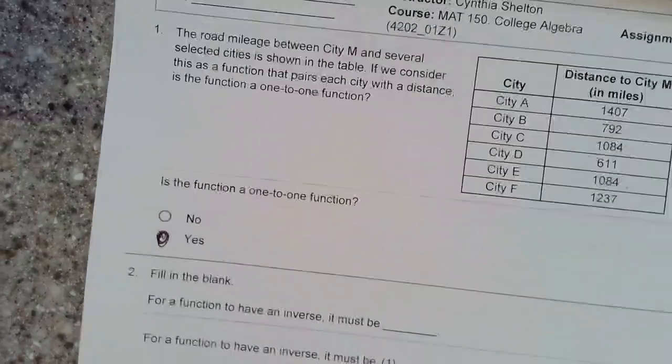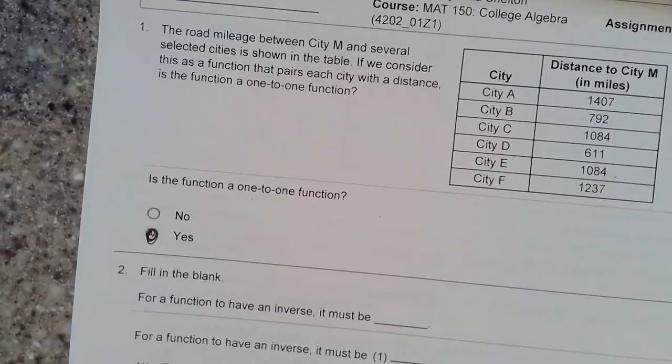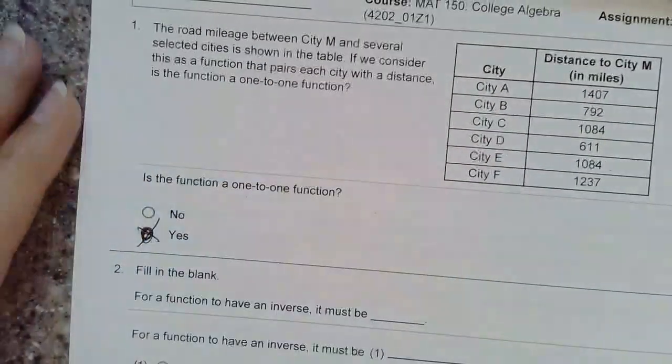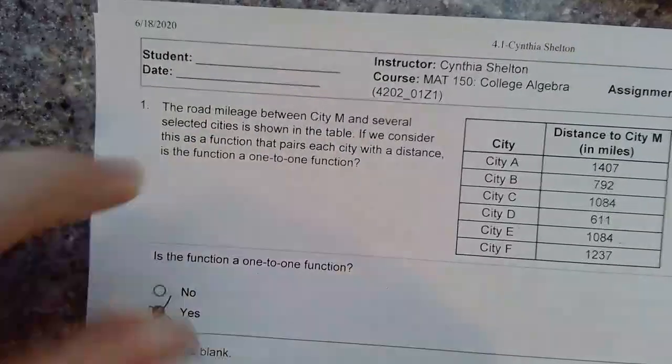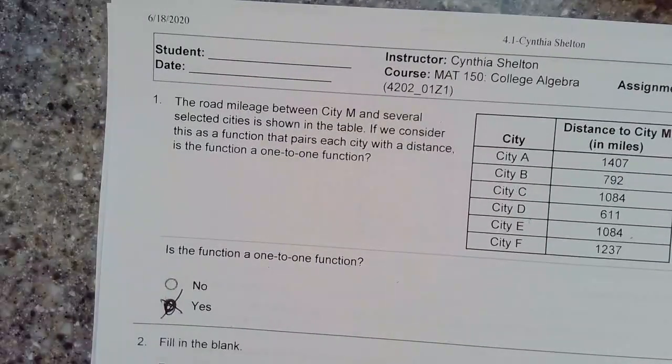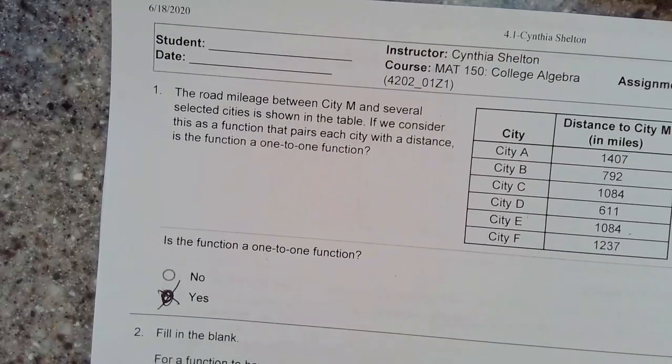So we're going to talk about some of the example homeworks from your section 4.1 homework. I've got some sample problems here. I just realized I had to start over because I clicked on the wrong one too quickly. I'll talk to you about that in a minute.